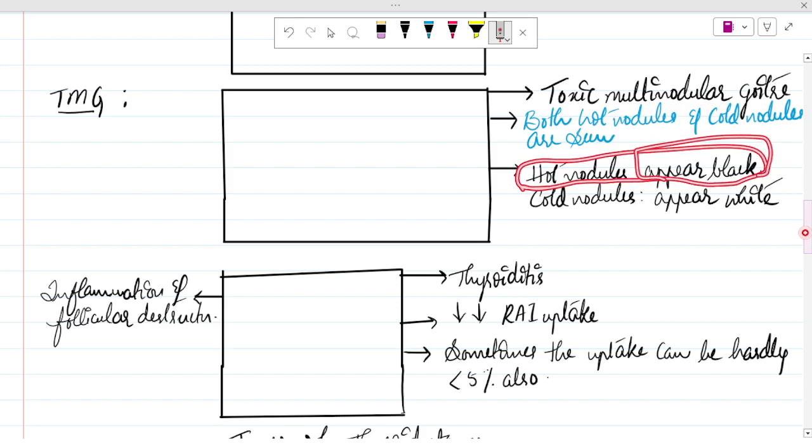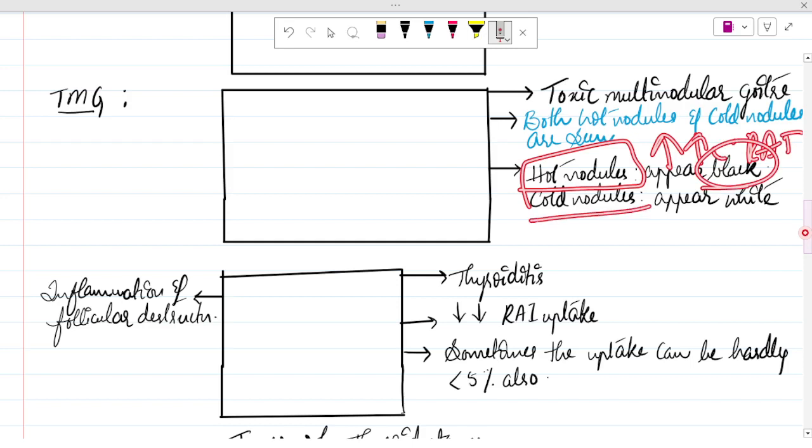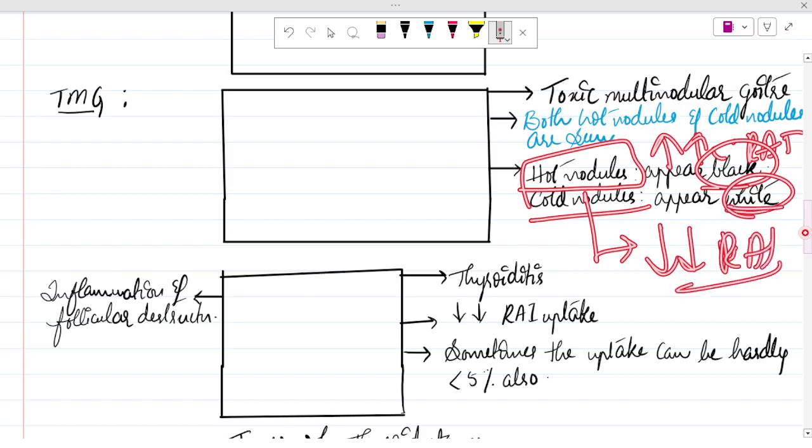Why does it appear black? Anyone? It's not black, it appears dark. You should say dark. Dark is different from black. See, in X-ray you see dark areas, opaque areas. So hot nodules are visible as dark. Why are they dark? Because hot nodules have increased uptake of radioactive iodine, so they appear dark. Cold nodules appear white. Why? Because cold nodule has decreased uptake of radioactive iodine, so they appear white. Okay.